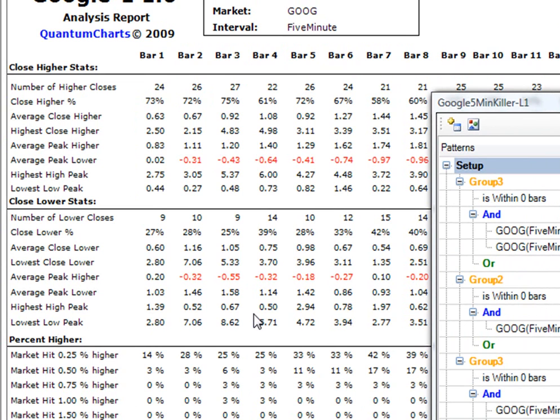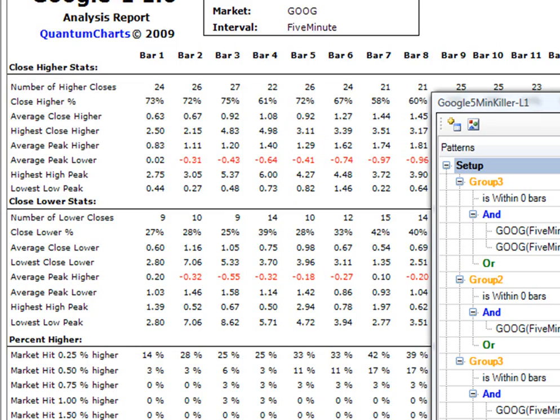As I click on the report, lo and behold, look at this. When that pattern occurs and it's within the first 5 days of the month, we're talking about 73%. 73% of the time, the market moved higher by 63 cents, and 27% of the time, the market moved lower by 60 cents. So here we have a solid probability move to the upside. You can move this on out, and you can see up to 4 or 5 bars after it remains 72% by 92 cents and 28% down by an average of 98 cents.